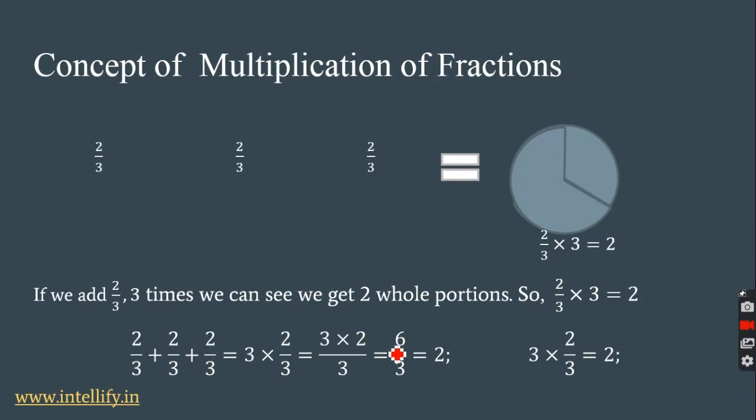Like before, we can see that both the numerator and the denominator can be divided by a number that is 3 over here. So 3 into 2 is 6 and 3 into 1 is 3. So 2/1, or we can simply write it as 2.